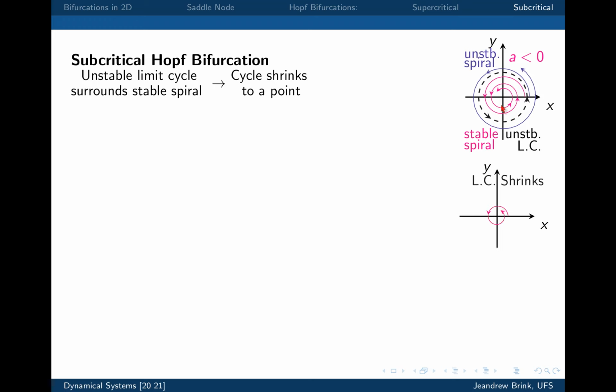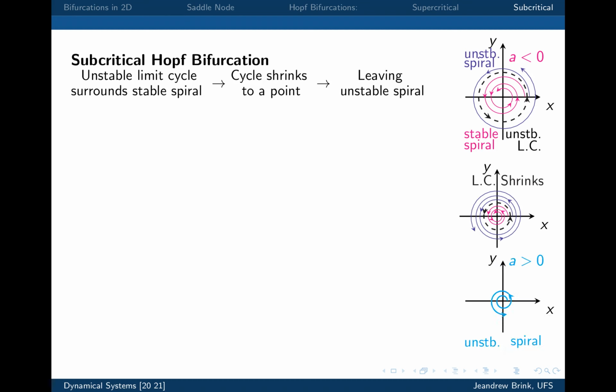And so you basically have the situation. Your stable spiral is now shrunk. Your unstable limit cycle is over there. And the region that runs away to infinity is over there. And then finally the black limit cycle disappears, and you're left with only an unstable spiral. And typically this unstable spiral runs away to infinity really, really quickly.